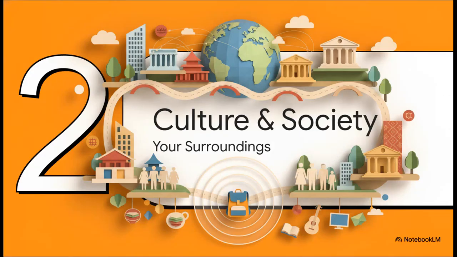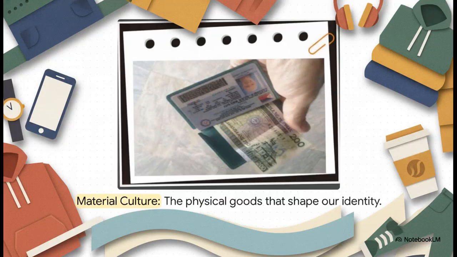Okay, moving right along, let's see how this builds. Section 2, culture, family, and society. We are zooming out from your individual backpack to look at your immediate surroundings. Because you don't just exist in a vacuum, right? You exist within a culture and a society. Our sources define culture as the ways of thinking, acting, and the material objects that together form a people's way of life. And that brings up one of the absolutely coolest concepts from our source data: material culture.